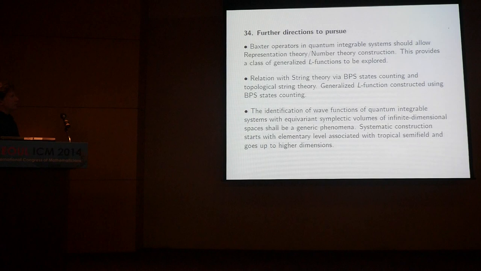The second point is the obvious relation. It depends on your taste, of course, but anybody with a string theory background easily spotted several things in my talk which point to this. So, relation with string theory, BPS counting and topological string theory. Again, this implies that some generalized L functions constructed using BPS states counting should be part of the story. And let me mention that it's related with the second interpretation of the vector spaces arising in the Q lattice Casselman-Shalika formula. Next, the identification of wave functions of quantum integrable systems with equivariant symplectic volumes of infinite dimensional space should again be a generic phenomenon. It's what we call simplification.